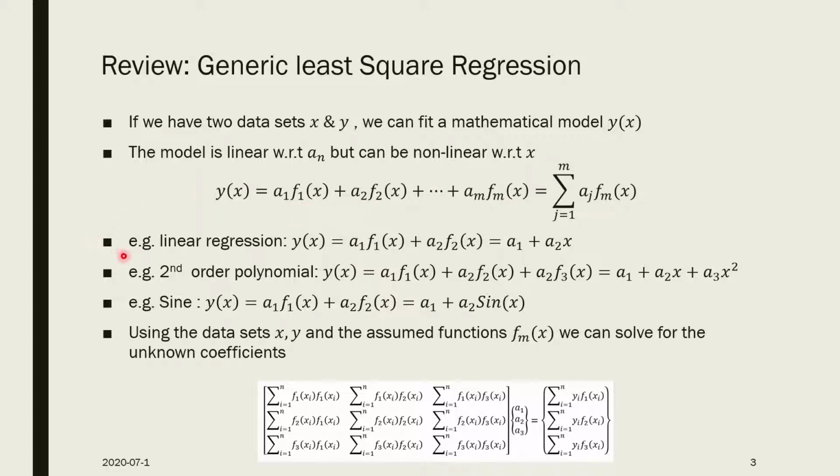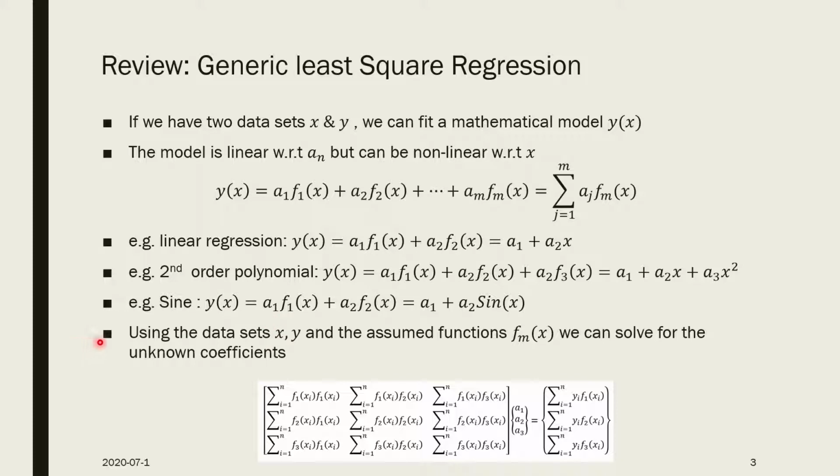So as an example, if you want to fit your model using a linear model, f1 of x would be simply equal to 1 and f2 of x would be equal to x. If you want to use a second order polynomial, f1 of x, f2 of x, and f3 of x will take the following forms. Similarly for a sine model.